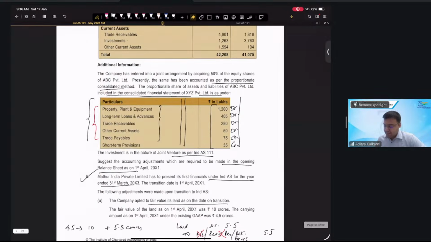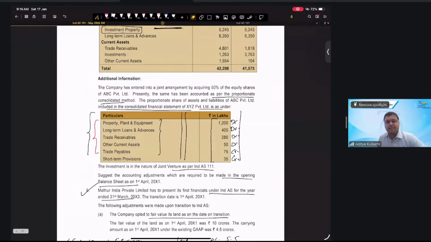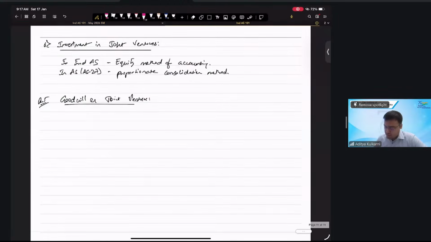So can I say that 1507 is for the total net assets mentioned in the second table? Out of that, this value pertains to the joint venture. So can I do it proportionately? Yes. So now let us start doing that.